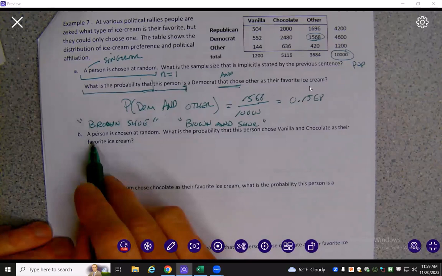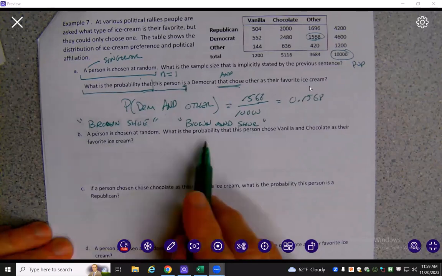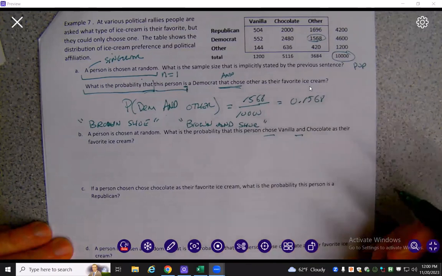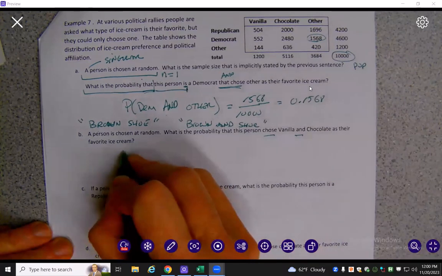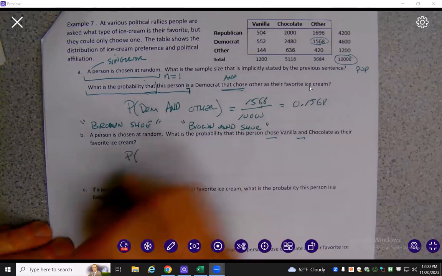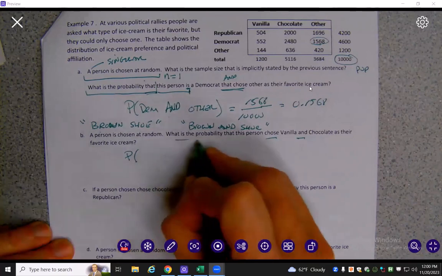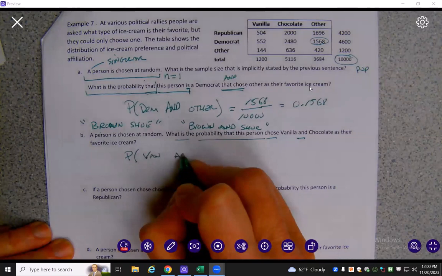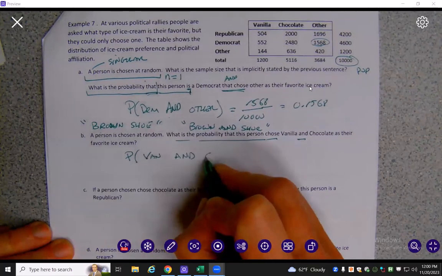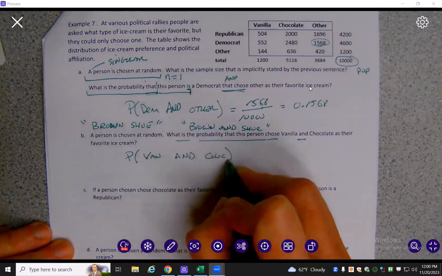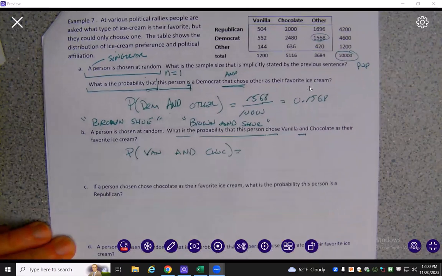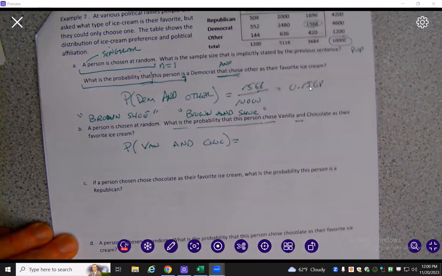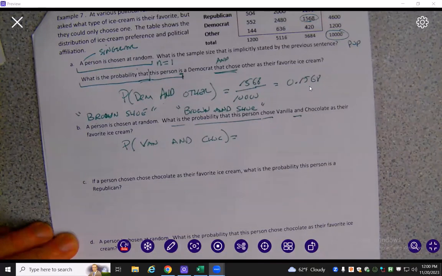All right. A person is chosen at random. What is the probability that this person chose vanilla and chocolate as their favorite ice cream? So notice what it is. What's the probability that this person chose vanilla and chocolate as their favorite ice cream? What's the chance of that happening? What is it? That's right, 0.